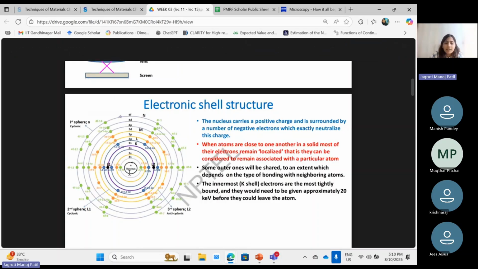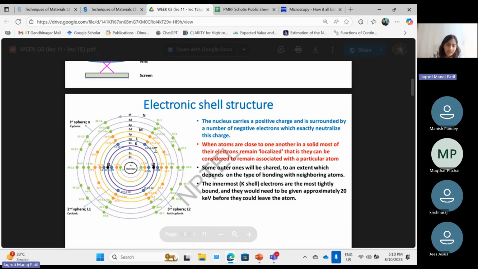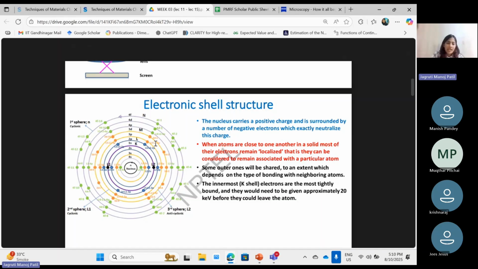The only thing you should know here is that in the nucleus you have protons, the outer shells have electrons, and the charge is always balanced. The electrons in the K and L shells are closely bound. If someone has a chemistry background, they must understand that there are different energy levels. We aren't much concerned with the energy levels as of now, but as you go farther from the nucleus, the binding energy of the electron to the nucleus decreases.